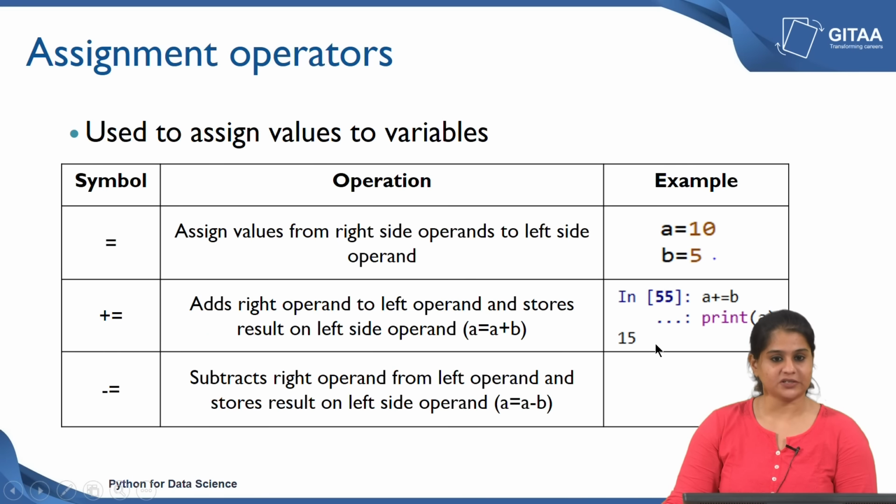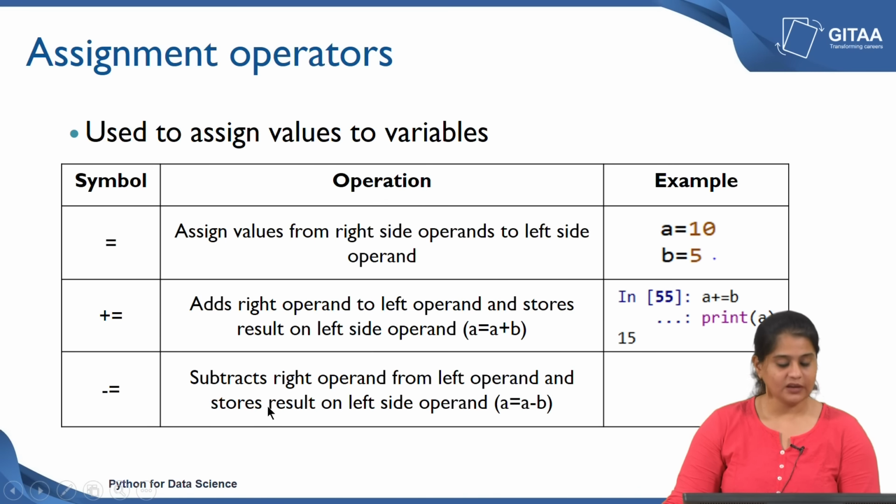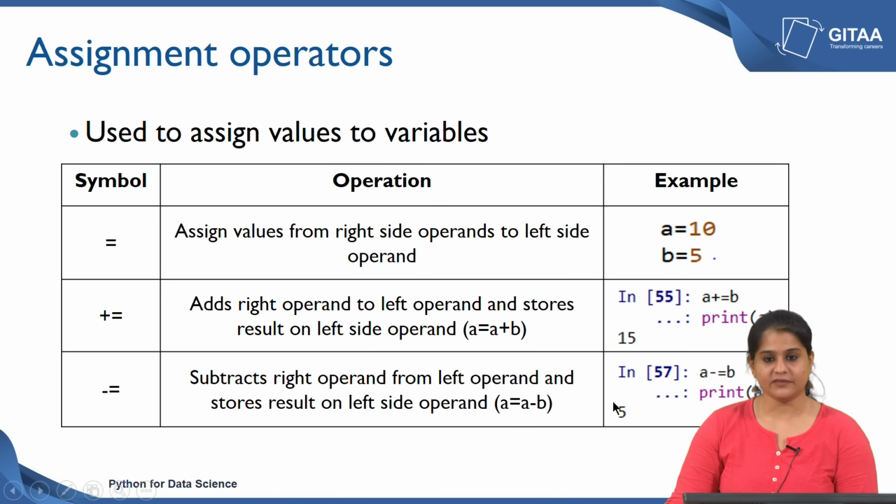The next operator is the minus equal to operator. This is also similar to the addition operator that we earlier saw. It basically subtracts the right operand from the left and stores the result on the left side operand. Whenever I give a minus equal to b, it translates to a equal to a minus b. Whenever I compute the difference, in this case I am getting a difference of 5.